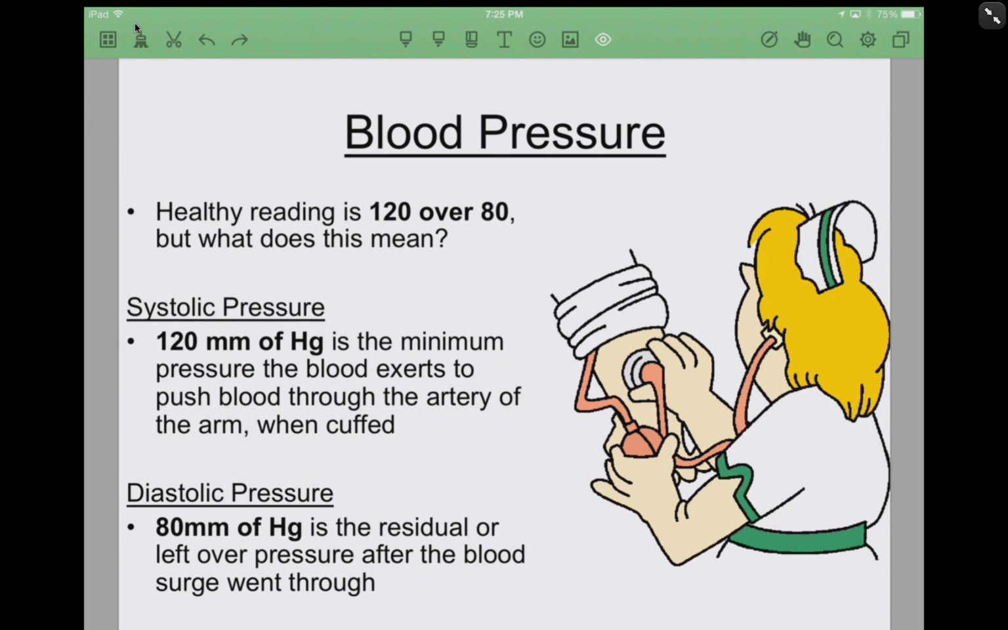And if your blood pressure is, say, 130, sometimes if you talk to nurses, they'll say 130/90 is the new normal. But it kind of depends on your age and your gender. If you're pushing over 130, if it's upwards of 135, 140, that's high blood pressure. We call that hypertension. And that's not good.